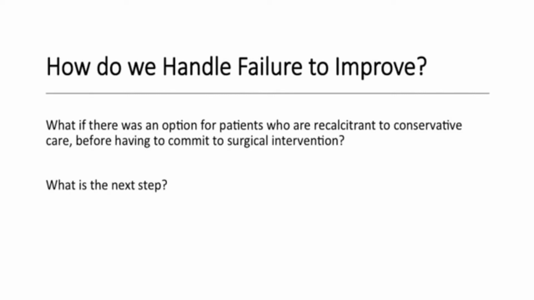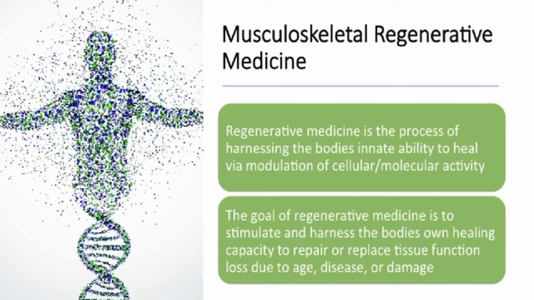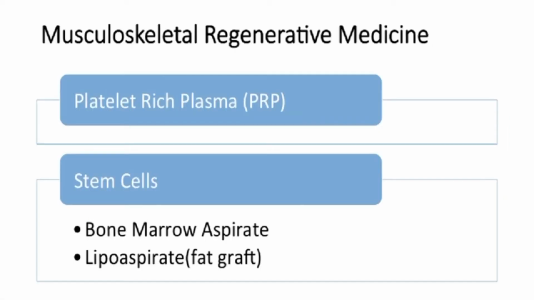So how do we handle failure to improve? What if there was an option for patients who are recalcitrant to conservative care before having to commit to surgical intervention? What's the next step? That's where regenerative medicine comes in. Regenerative medicine is the process of harnessing the body's innate ability to heal via modulation of cellular and molecular activity. The goal of regenerative medicine is to stimulate and harness the body's own healing capacity to repair or replace tissue function loss due to age, disease, or damage.